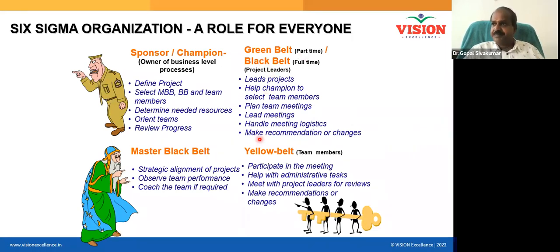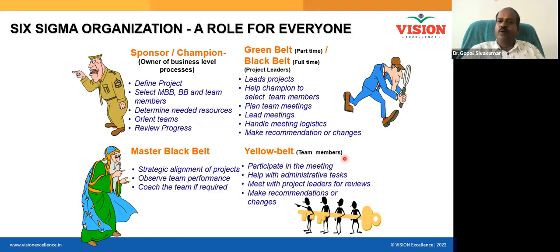Look at the responsibility: lead the project, help the champion and master black belt. Strategic alignment of projects. Every single project that is funded by the company should help the company progress in the strategic direction. Otherwise, the project will not be approved. Observe the team performance and coach the team if required. And yellow belt: participate in the meeting, help with the administrative task, meet with the project leader, make recommendations, changes as per the requirement. So there is a role for everyone in the project team, and everyone should wear at least a yellow belt.